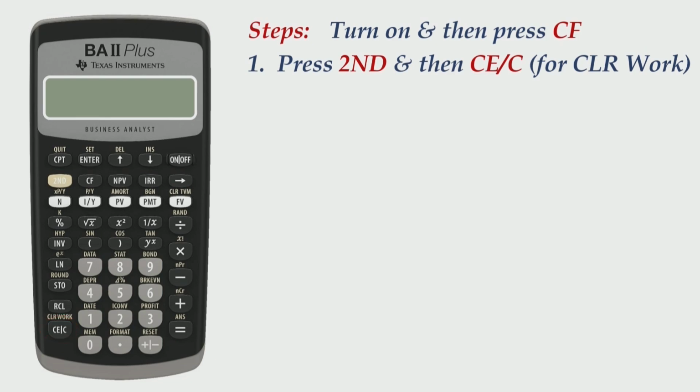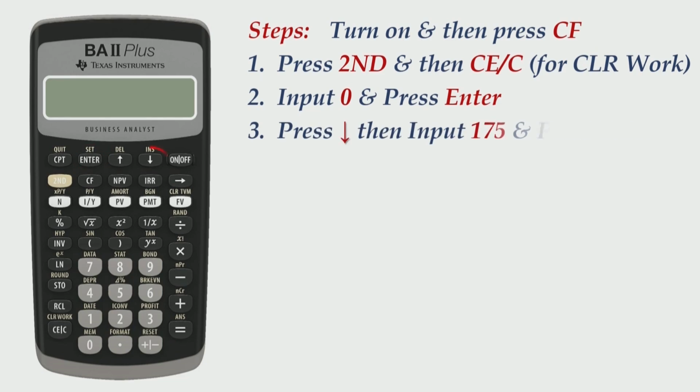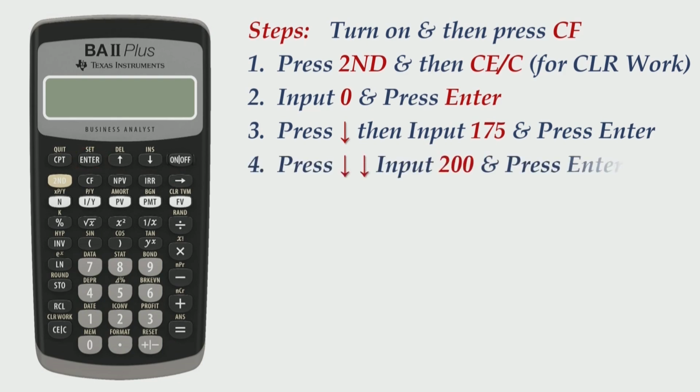Then it will be demanding the input for 0 year, because there is no cash flow at 0 year. You input 0 and press enter. Then for the follow-up steps, you press the downward arrow key once, input 175 and press enter. Then press the downward arrow key twice, 1 and 2, then input 200 and press enter.